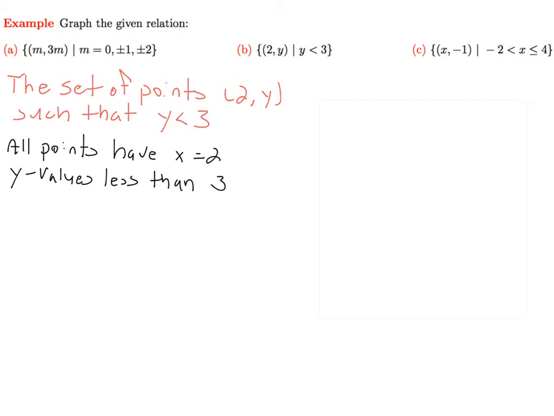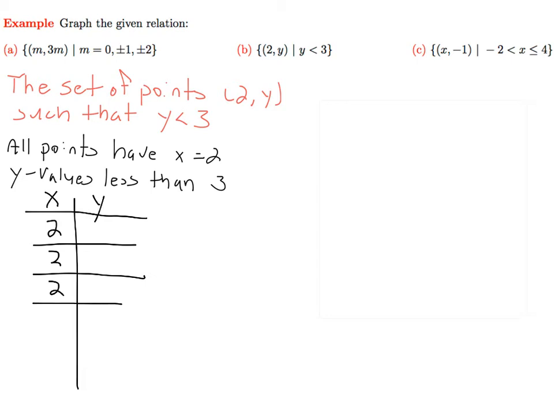So again, we could set up a table to express some of the points, but we'll see here it would be impossible to list all of the points that satisfy this relation. And so if I have x, y, all of the x coordinates in this relation would have to be equal to 2. And then we can think about some values that would satisfy this relation.